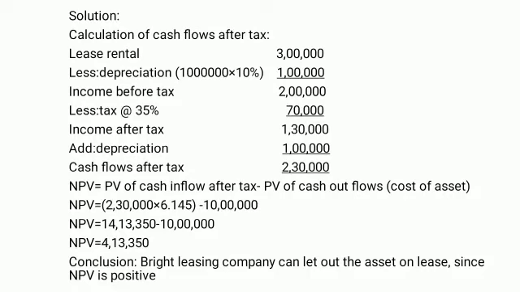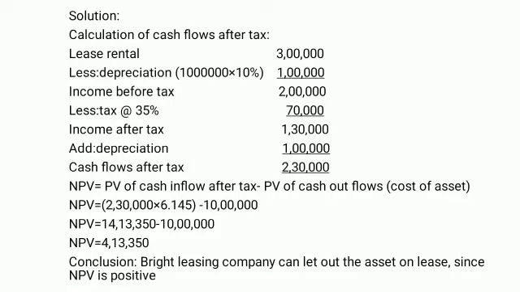The solution is like this. The calculation of cash flows after tax. First, we have to take the lease rental, that is 3 lakh. From the lease rental, we have to subtract the depreciation at the rate of 10%. We calculate the depreciation as 1 lakh, and after the subtraction of depreciation, we'll get the amount called income before tax, that is 2 lakh.